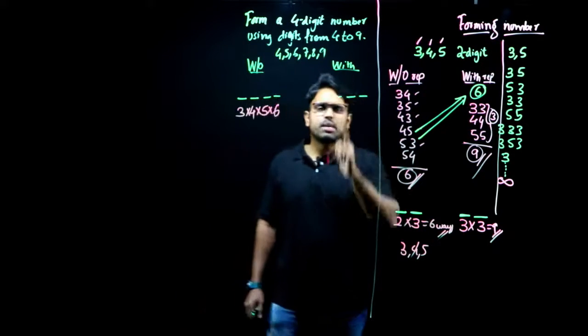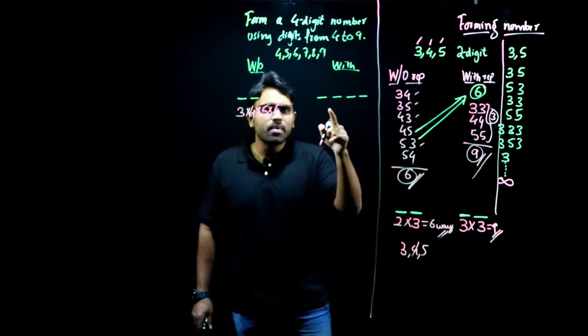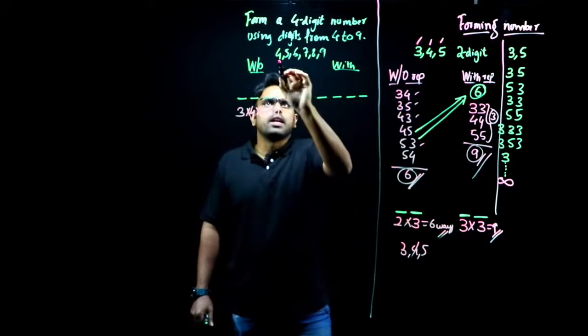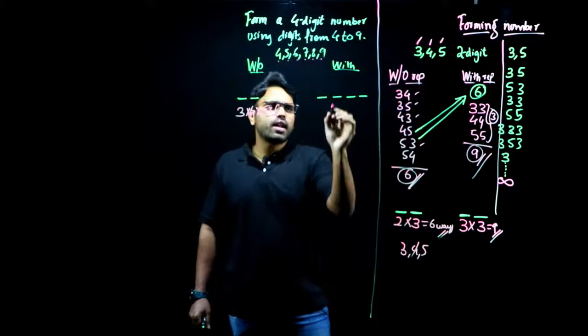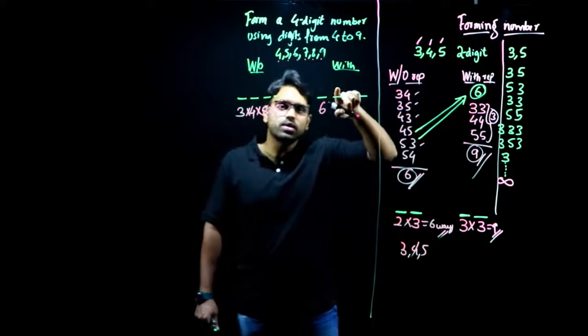With repetition case, what will happen? Now, I can use the number that I've used previously. So how many different ways can I fill the blank here? It can be either 4, 5, 6, 7, 8 or 9. So I can fill it in 6 different ways. Let's say I've used up 8 here, but I can also use an 8 here as well.